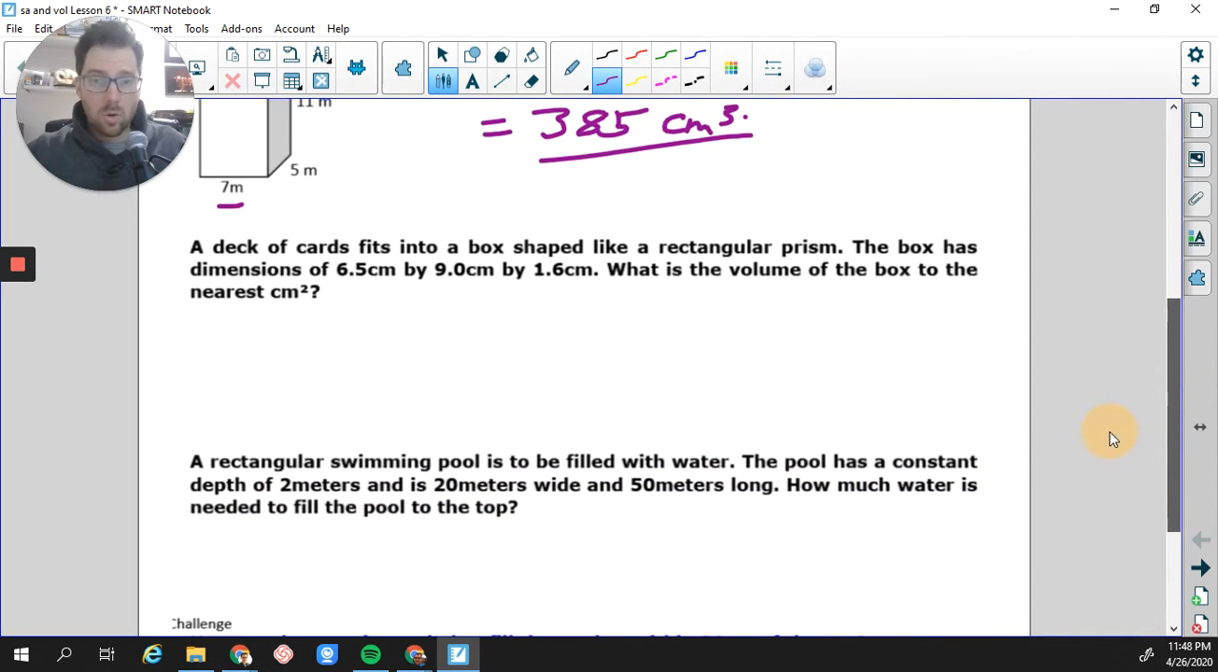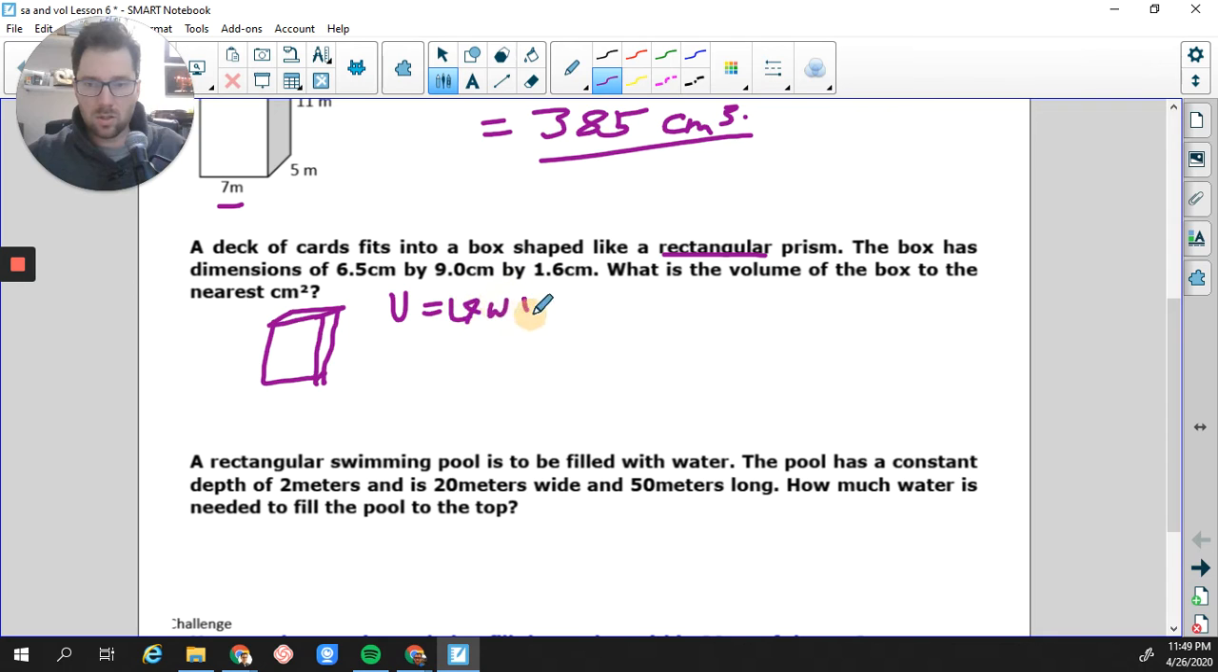Let's take a look at a word problem so we can get a little juicier. A deck of cards fits into a box shaped like a rectangular prism, so we know what we're calculating. The box has dimensions 6.5 by 9 centimeters by 1.6 centimeters. What is the volume? Most of us have seen a deck of cards before. We know what it looks like, so we got some measurements there. So we can go volume equals length times width times height, times 6.5 times 9 times 1.6.